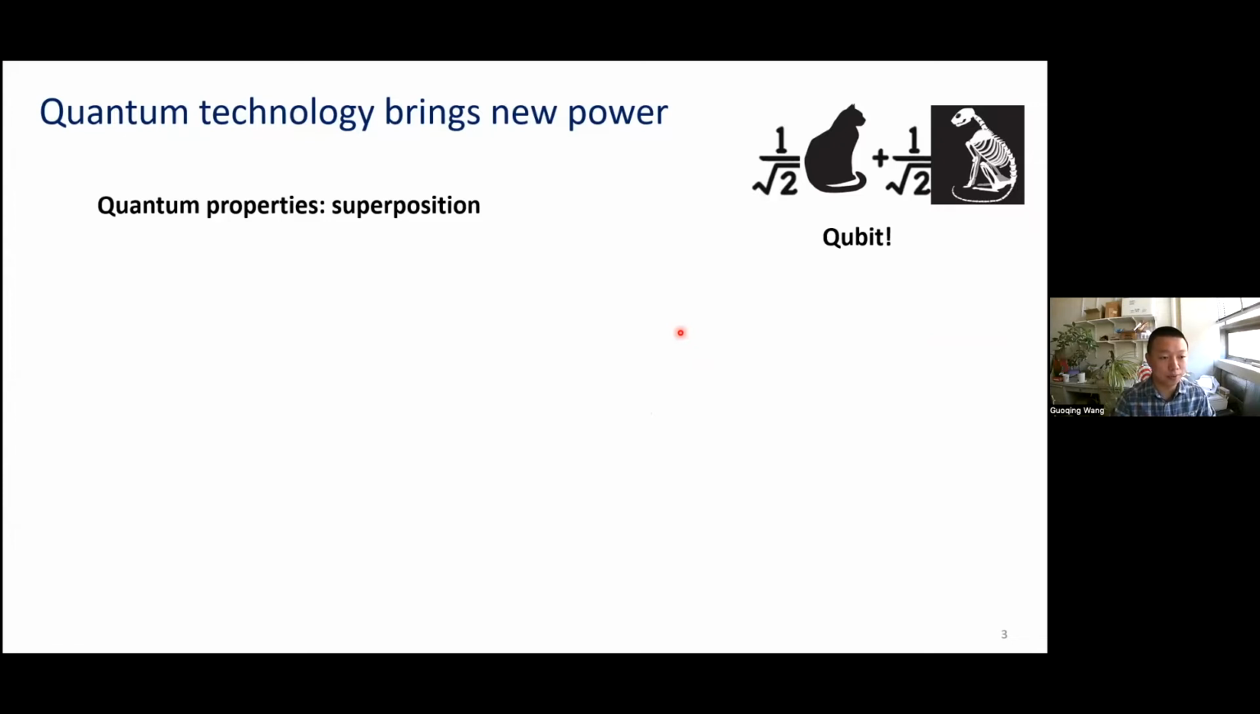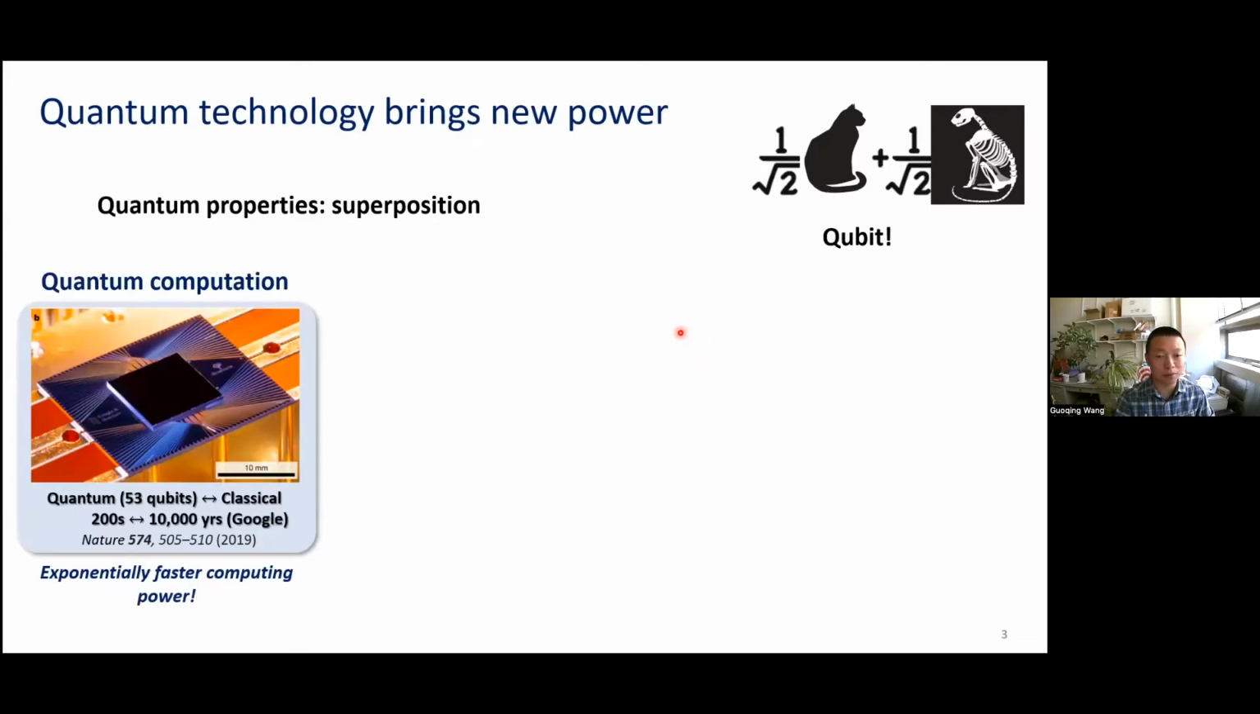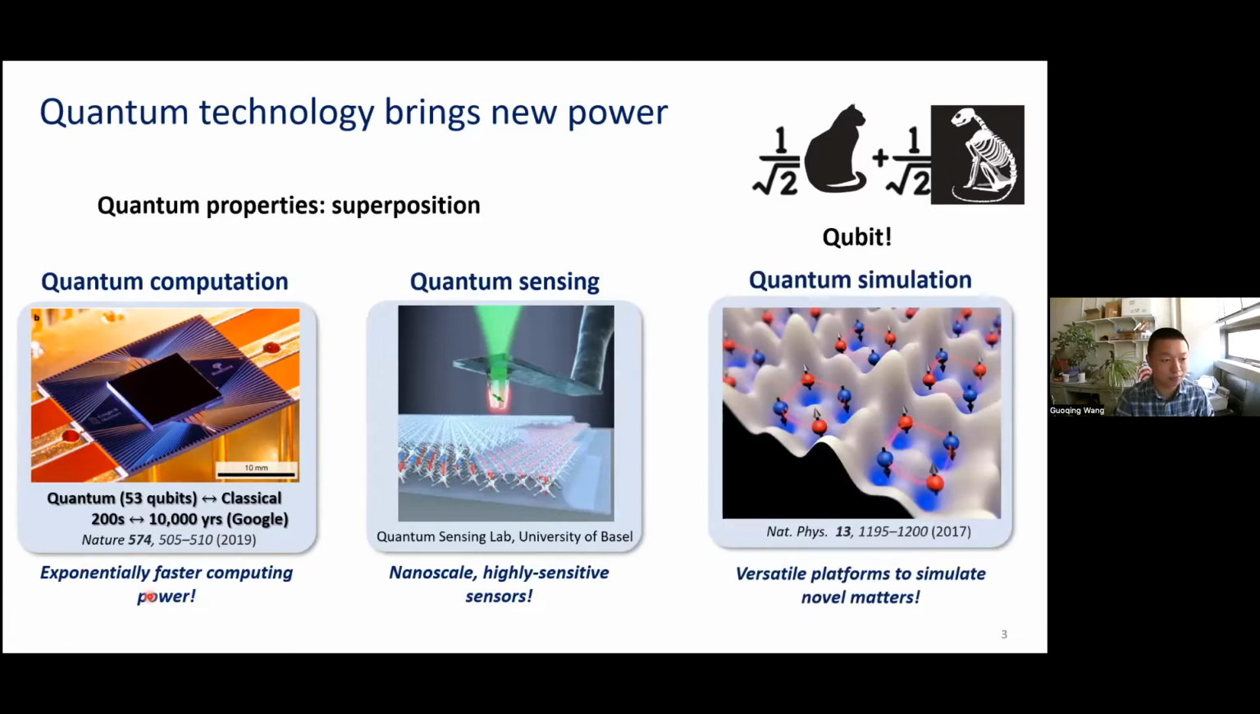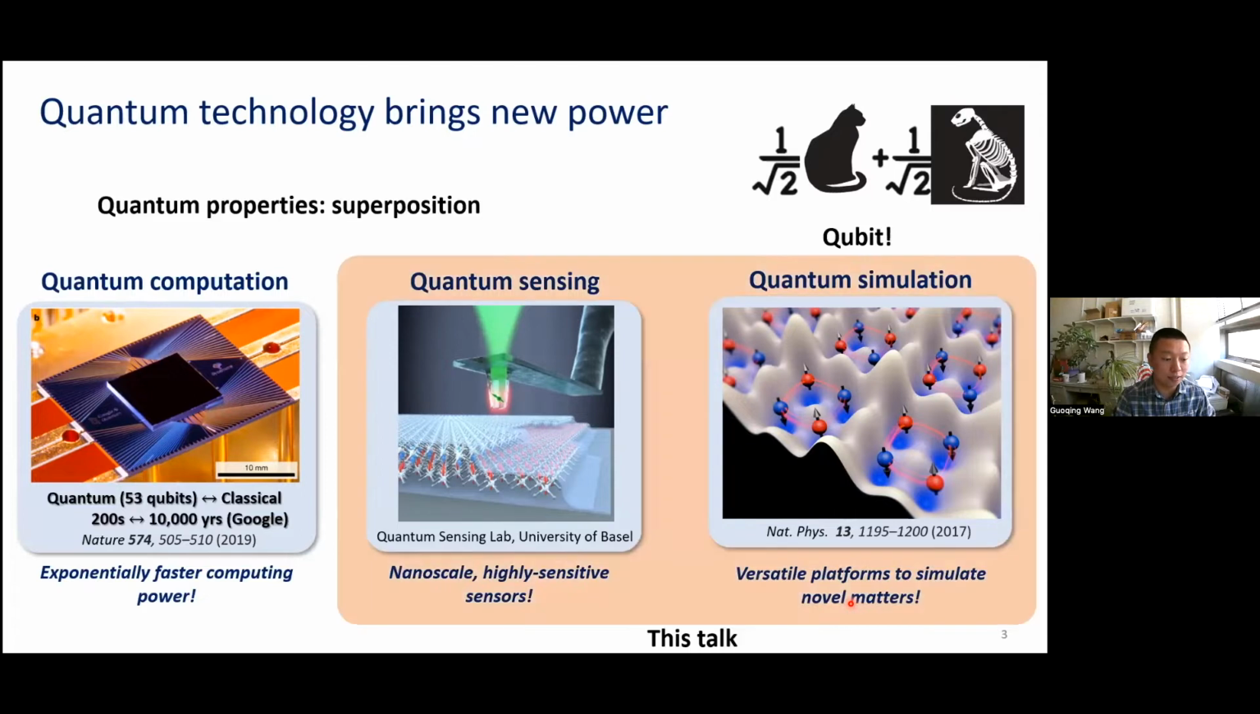So making use of the superposition principle, people have developed many different quantum applications, including quantum computation, which could potentially achieve exponentially faster computing power than classical counterparts. In quantum sensing, people have used a single spin qubit to actually sense magnetic field at nanoscale with high sensitivity. And in quantum simulations, people have used different platforms to simulate and engineer and characterize the novel matters which are usually hard to study in condensed matter and materials science. In this talk, I will focus on introducing our recent progress on sensing and simulation using solid-state spin defects.